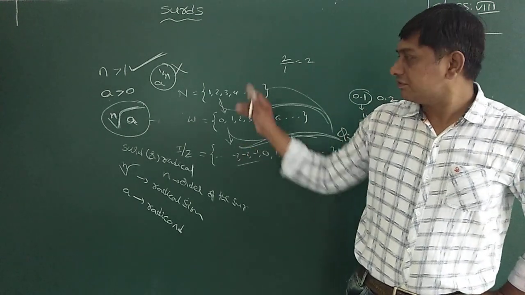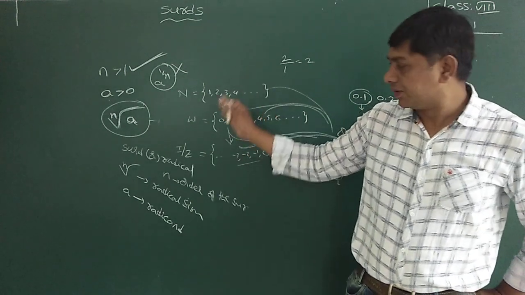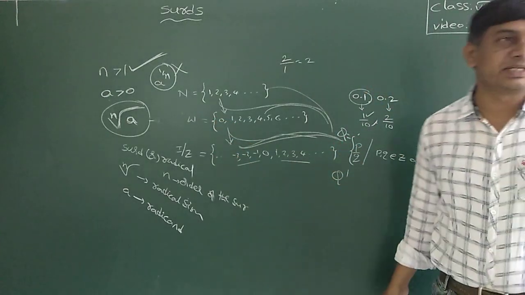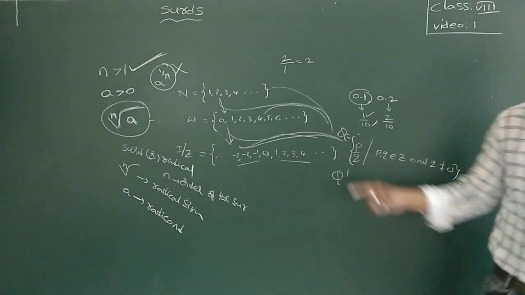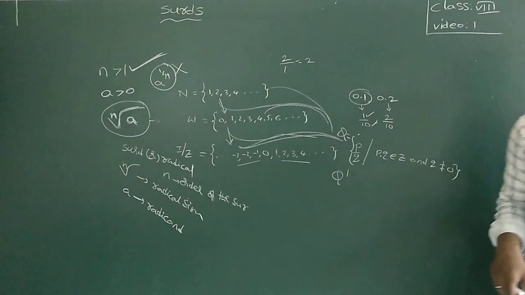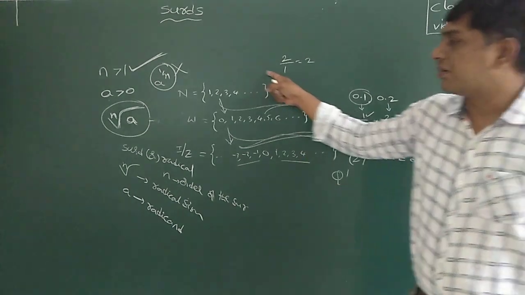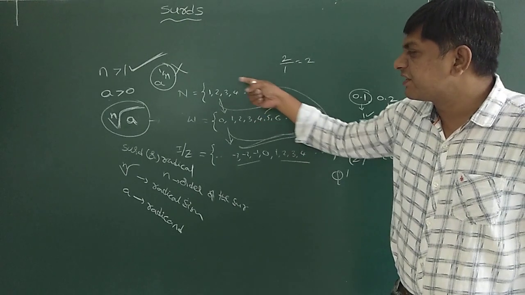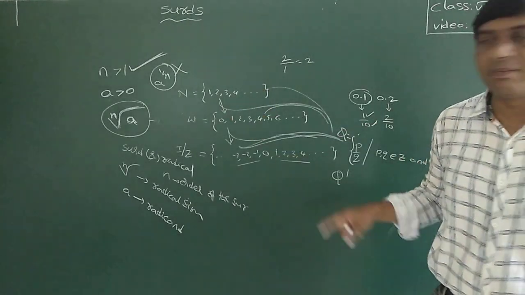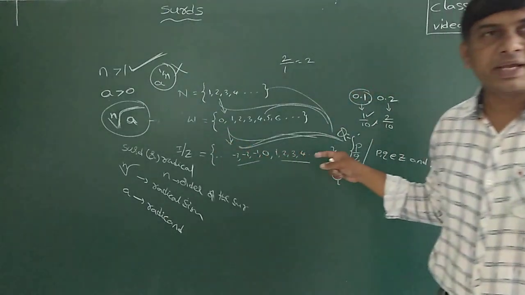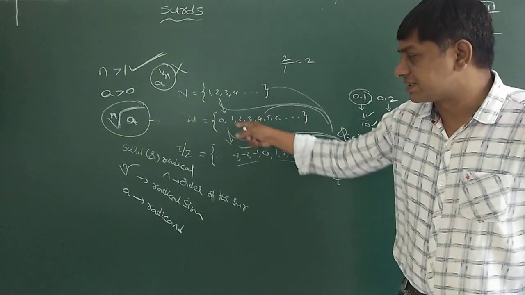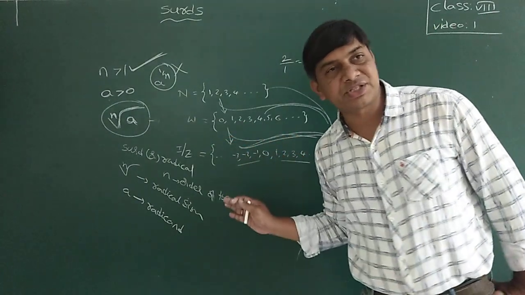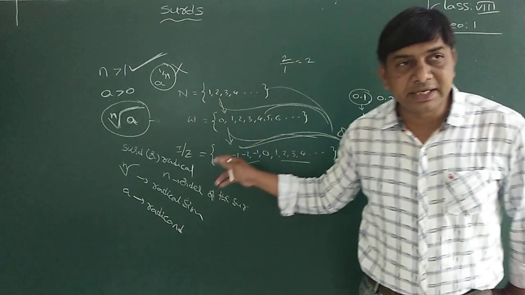First I discussed natural numbers, whole numbers, integers, rational numbers, and irrational numbers. From these irrational numbers I defined the surd. All counting numbers are natural numbers, and if you include 0 with these counting numbers, we get the whole numbers. All positives, negatives, and 0 make up the integers. 0 is neither positive nor negative.